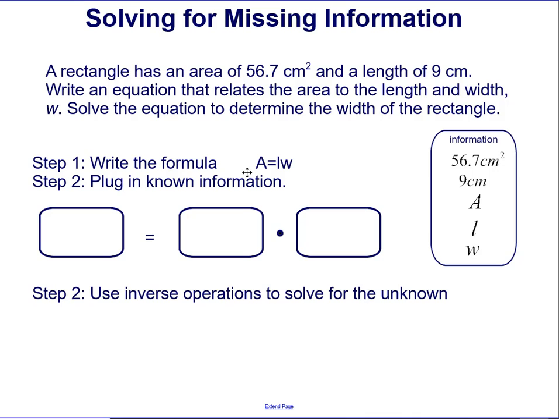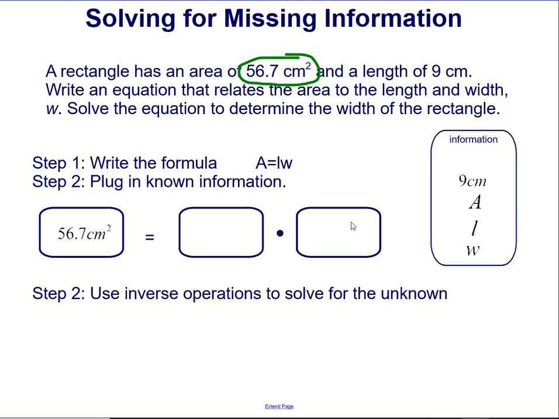Step 1, we write the formula, area equals length times width. Then in step 2, we plug in the known information. The first thing that we're told is that the area is 56.7 centimeters. So I can plug that in to where the area goes.